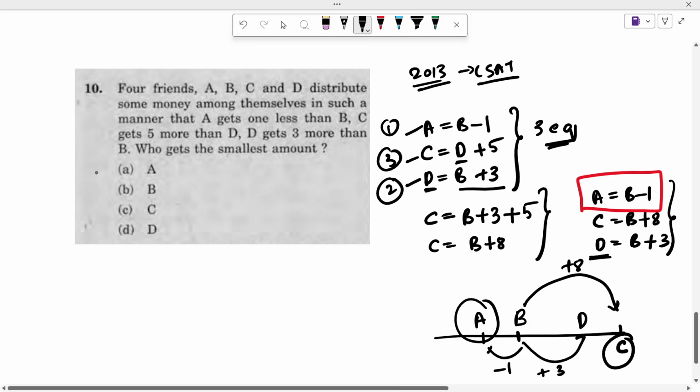But in the question, what they have asked is, who gets the smallest amount, right? Who gets the smallest amount here? A gets the smallest amount. So option A is the answer for this.